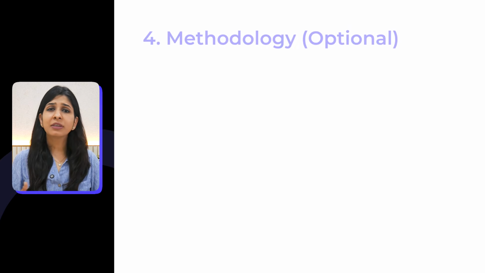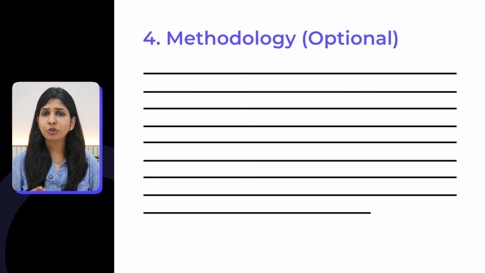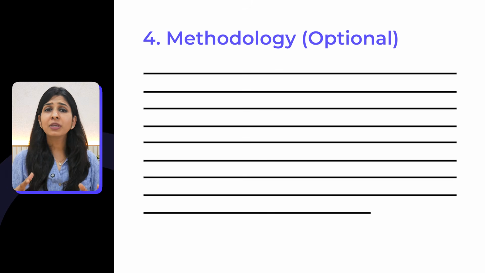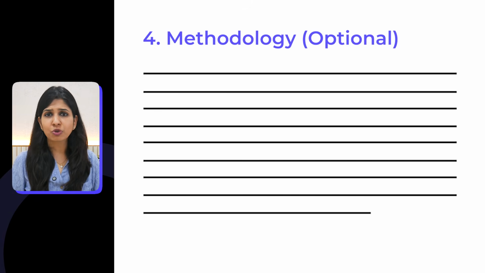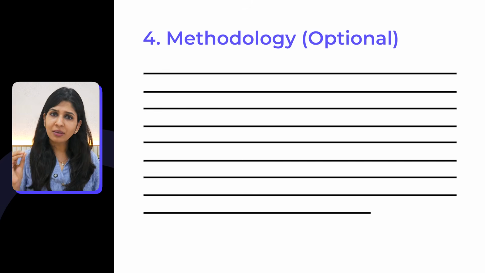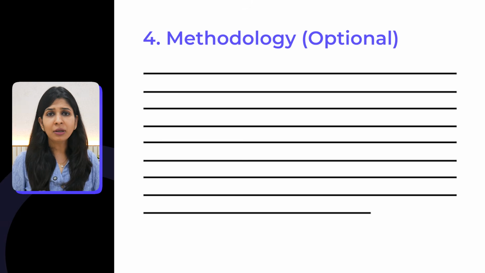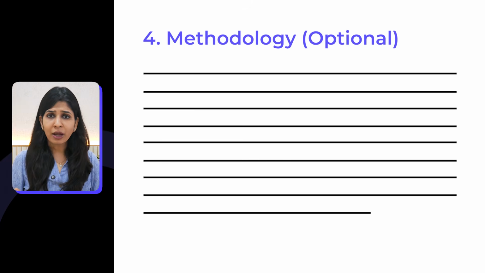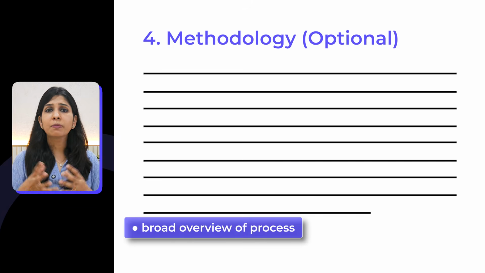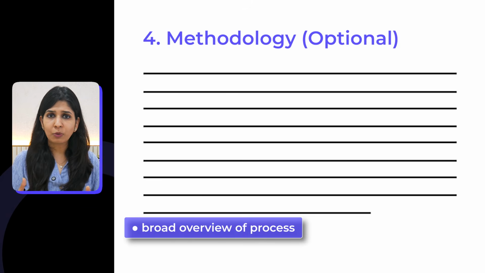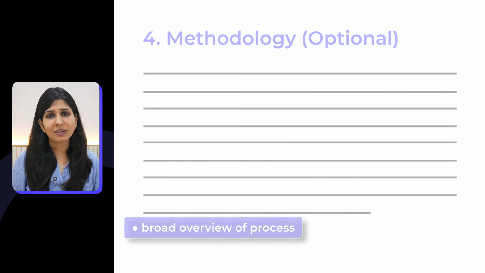Now, after objectives, naturally you would expect that methodology should be the next section. However, based on many synopsis guidelines that I have gone through, they don't really expect you to share the methodology. So once again, refer to your university requirement. But if you're expected to share one, then what you're supposed to do is broadly explain the process that you have followed in order to arrive at the results.